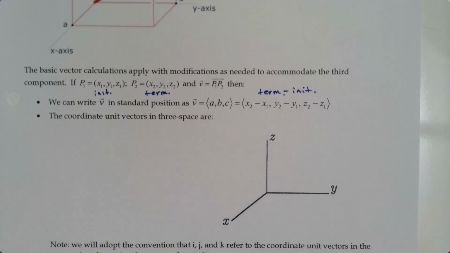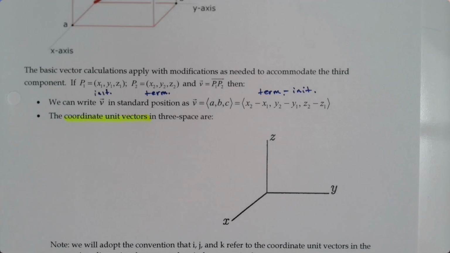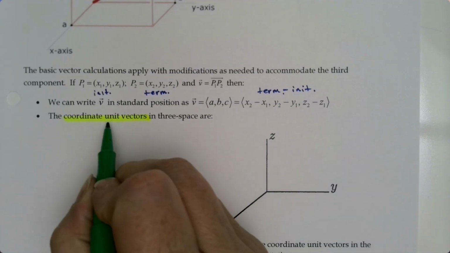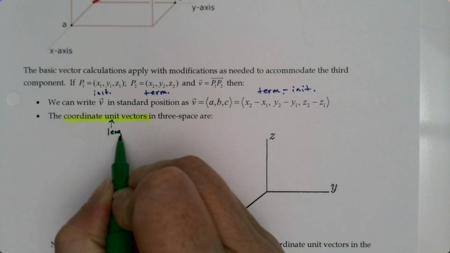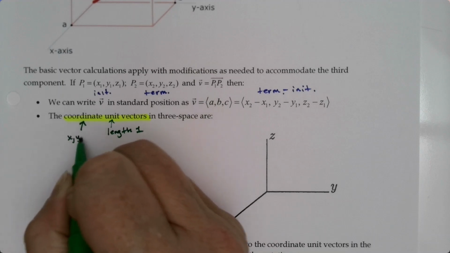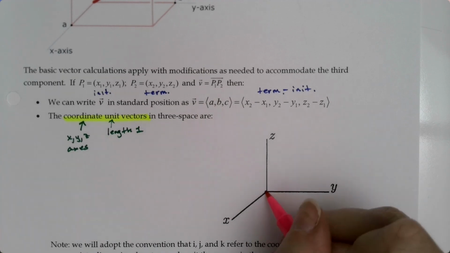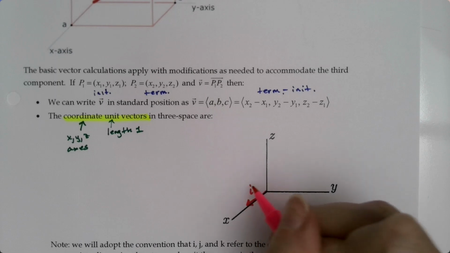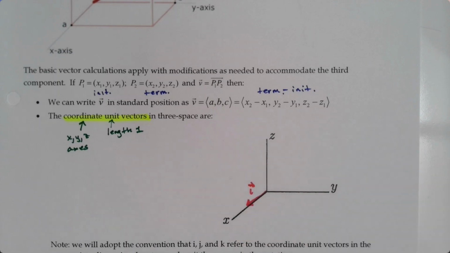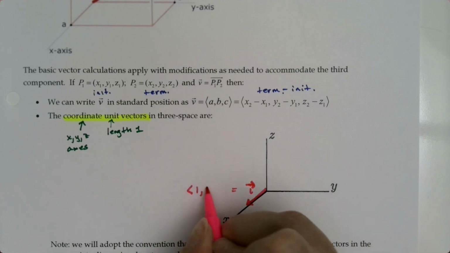The coordinate unit vectors in 3-space are, so the coordinate unit vectors, that should set off a little bell in your head, unit vectors that are on the coordinate axes, right? Unit meaning they have a length of 1, and coordinate meaning they're on the x, y, z axes. There are 3 of them. There is I, that we learned about already. And again, sometimes it has an arrow, sometimes it has a little caret on its head. But that's I. I is 1, 0, 0.